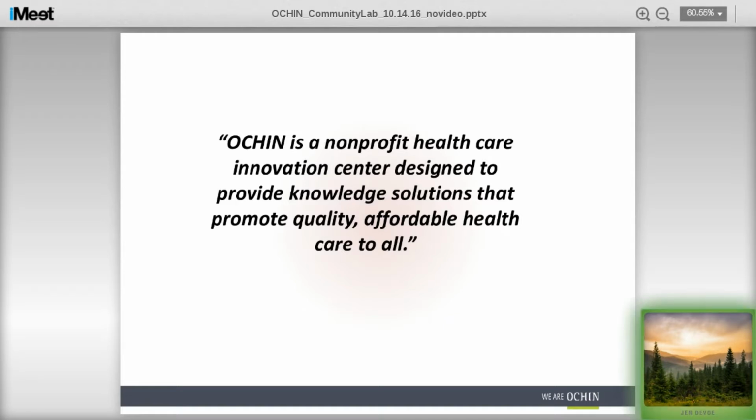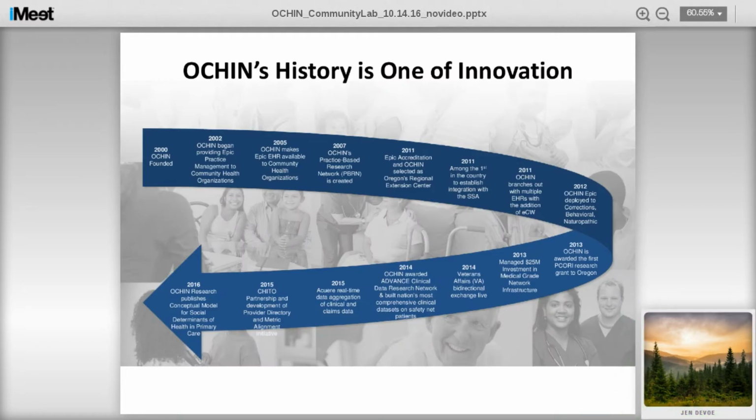And now the example of OCHIN. OCHIN is a very unique organization, a nonprofit healthcare innovation center designed to provide knowledge solutions that promote quality, affordable healthcare to all. A nonprofit organization that's really working to be innovative in collecting data and information from primary care settings and then serving those folks with that information, helping us to improve care for communities.